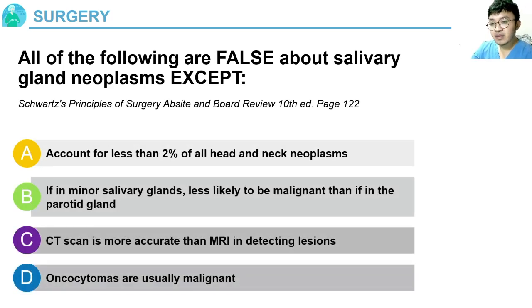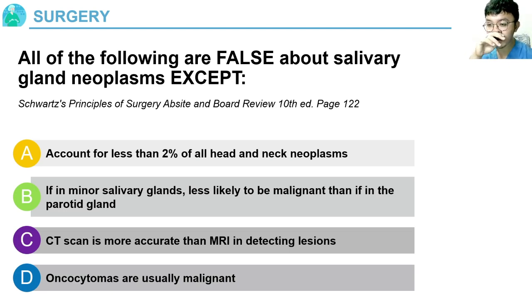Next, all of the following are false about salivary gland neoplasms except A. Account for less than 2% of all head and neck neoplasms. B. If in minor salivary glands, less likely to be malignant than if in the parotid glands. C. CT scan is more accurate than MRI in detecting lesions. And D. Oncocytomas are usually malignant. Okay. So this is a double negative question, false except. So what you do is you try to find the correct answer. So letter B is incorrect because minor salivary glands are more likely malignant than the major parotid gland.